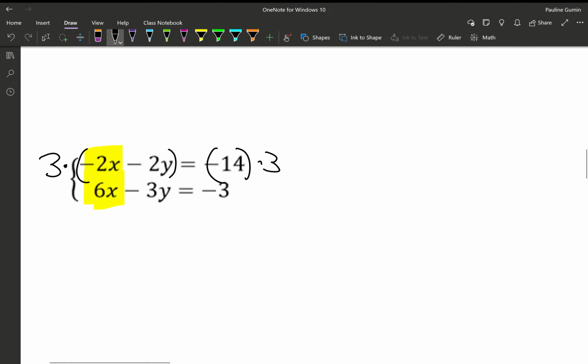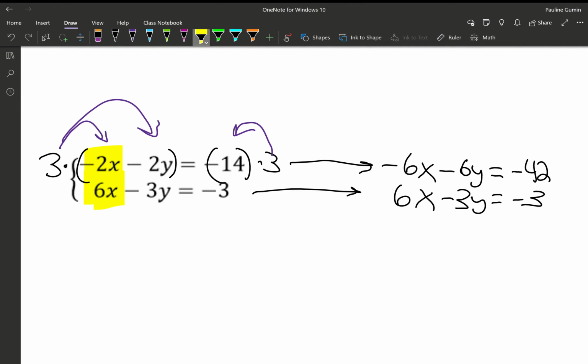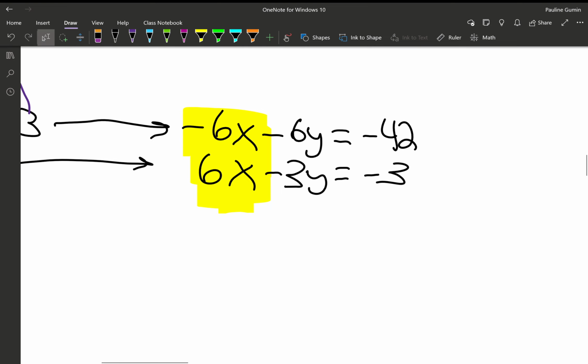Let's do it. 3 times negative 2x is negative 6x. Perfect. 3 times negative 2y is negative 6y. And 3 times negative 14 is negative 42. The bottom equation stays the same. We didn't choose to do anything to it. And check it out. Those x's are now opposites. So I forced my top equation to become the opposite of the bottom.